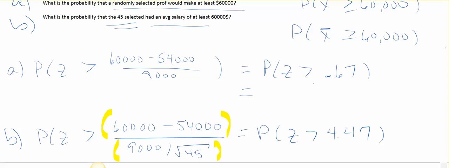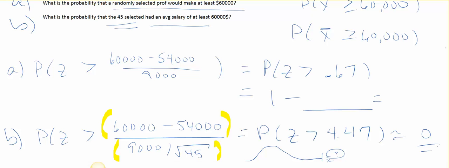For both of these, because it's greater than, you need to do 1 minus whatever you would find on your table. For this particular one, though, 4.47 is off the table. We're talking about being bigger than this, and if you looked at your picture, a z-score of 4 something would be way out here. What area would even be to the right of it? Well, pretty much none. So the probability of finding 45 randomly selected professors making an average of $60,000 is pretty much nothing, which is kind of sad. And sadly, I don't think I'm off too far by my numbers.